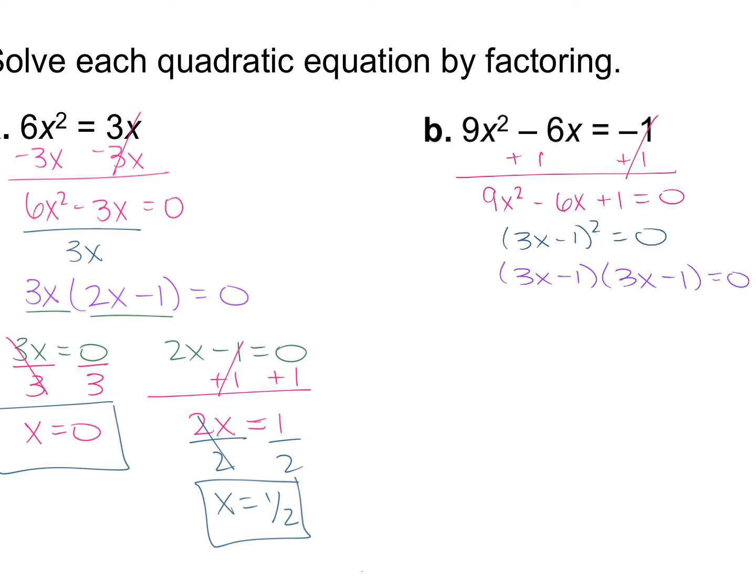So if you set both of these equal to 0 and solve them, you're going to get the same answer for both of them. So you don't necessarily have to do that. You can just use one of them because they're both the same and solve. So with this, you'd add your 1 over. You have 3x is equal to 1. Then divide each side by the 3. And you have that x is 1/3.